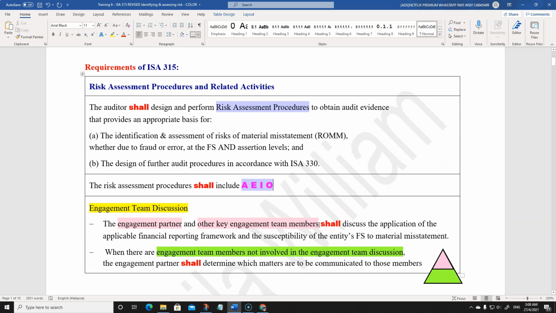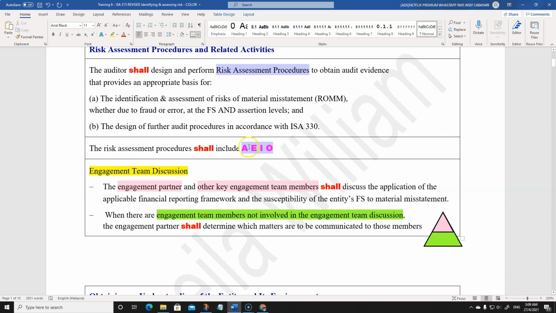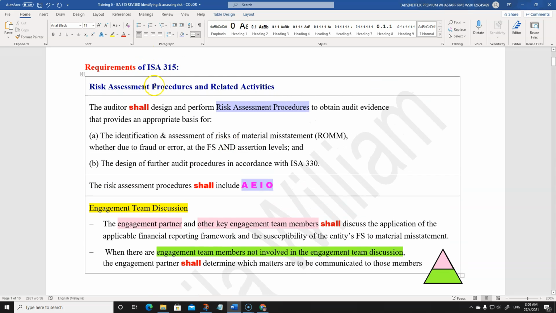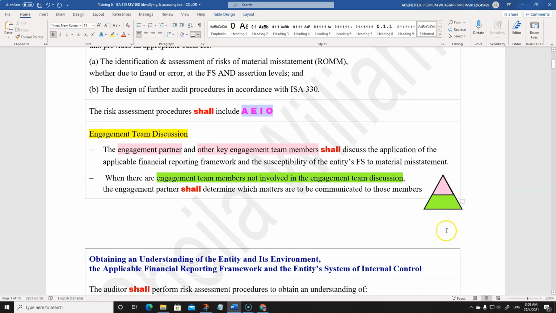Okay, we just want to run through the mandatory requirements of the standard. So what is the first part? Carry out risk assessment procedures to identify and assess these risks. Okay, the second part here about this risk assessment procedures is we need to have an engagement team discussion. So again, we've got that triangle here. The top part of the triangle, the pink part, would represent the engagement partner and the key engagement team members. So what would they be discussing?